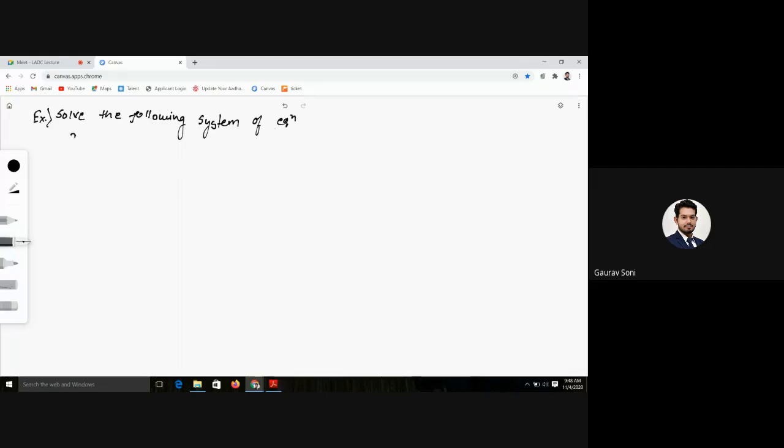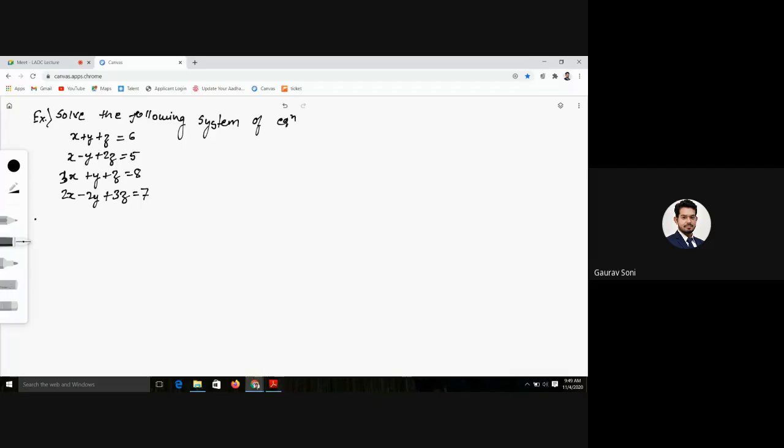So what we have: x plus y plus z is equal to 6. Then we have x minus y plus 2z is equal to 5. 3x plus y plus z is equal to 8. And the last one, 2x minus 2y plus 3z is equal to 7. So the system has 4 equations and 3 unknowns.